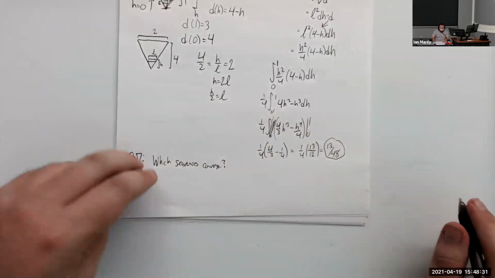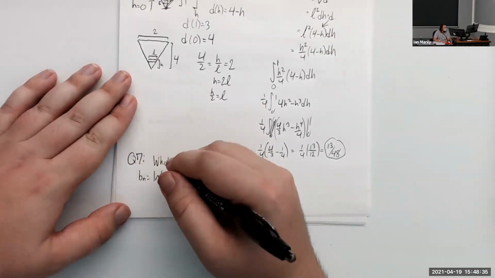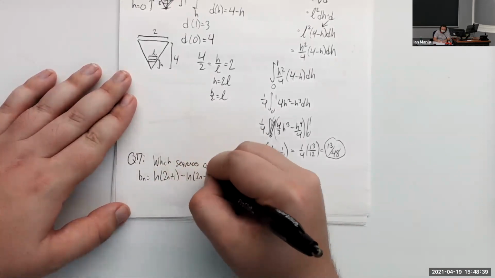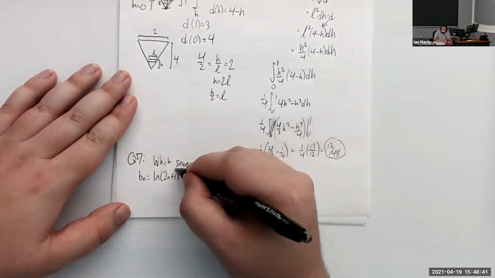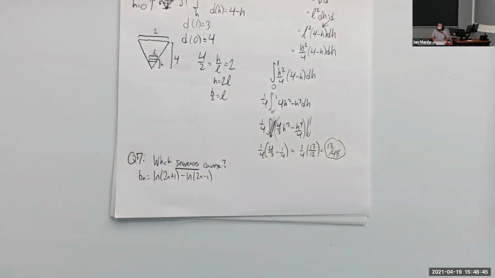Okay. So my first one is ln of 2n plus 1 minus ln of 2n minus 1. Now, the key word for this is that these are sequences, right? How do I know if a sequence converges? There's only one way to really tell that. Yeah, you just do the limit as n goes to infinity. So if we're just looking at a sequence, we just look at the limit as n goes to infinity.